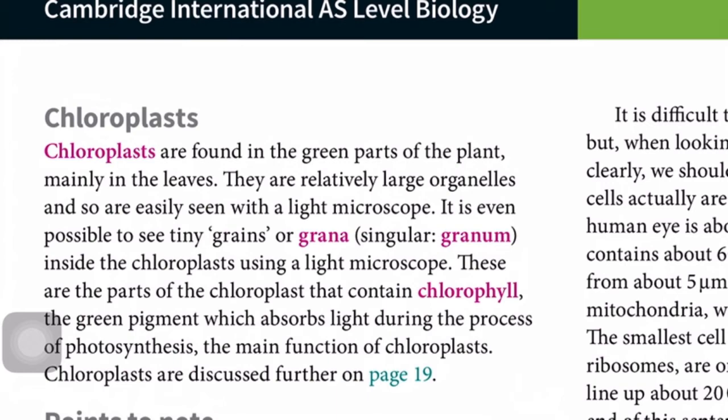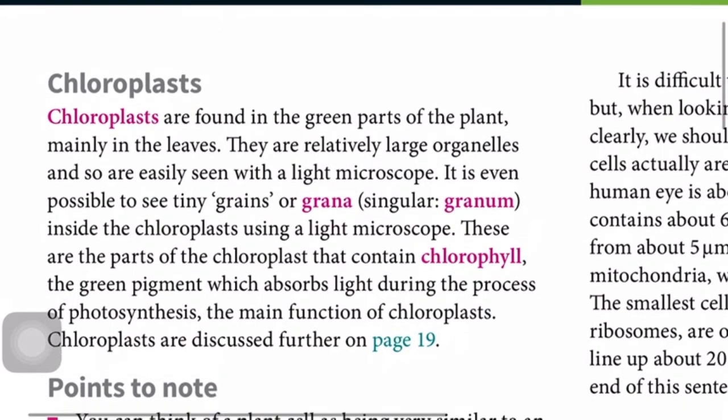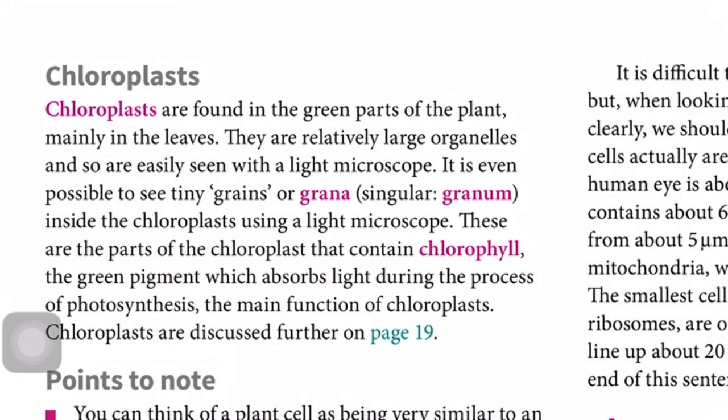They are relatively large organelles and so are easily seen with a light microscope. It is even possible to see tiny grains, or grana, inside the chloroplasts using the light microscope. So the grana contain the chlorophyll, which traps the sunlight. Sunlight is needed for photosynthesis, which produces the food for the plants. We know that animals cannot make their own food, and that's why they do not have chlorophyll. They cannot make their own food because they do not have chlorophyll or chloroplasts. So we'll look at this process in great detail in the later chapters.